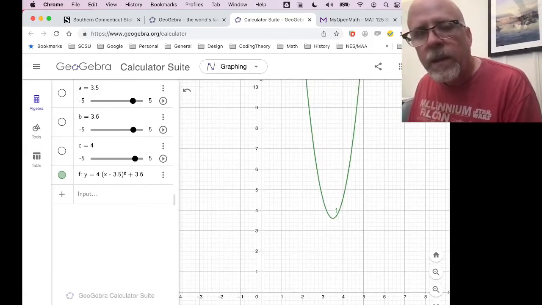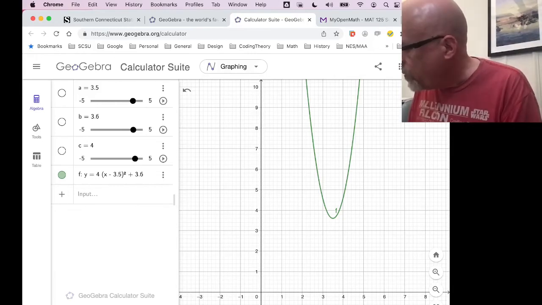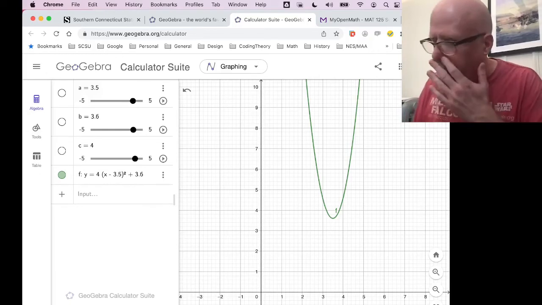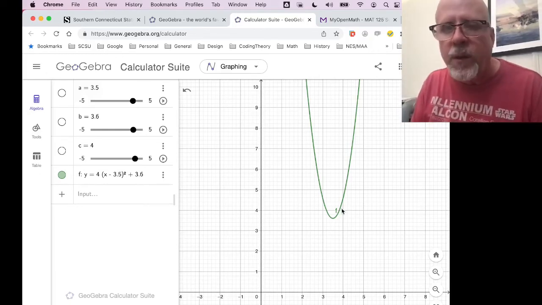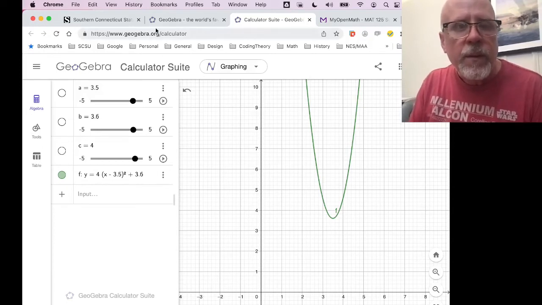Okay, so that's kind of a crazy introduction to vertex form. Sorry about the funny business with letters. I didn't know I couldn't use capital letters. Let's return to a different view, and then we'll call it a day.